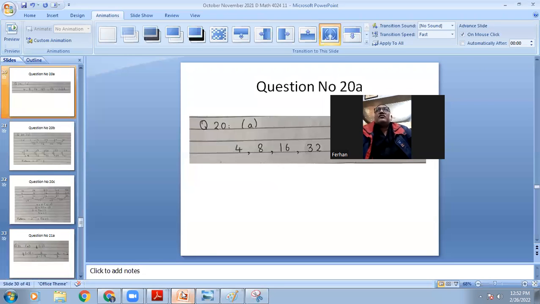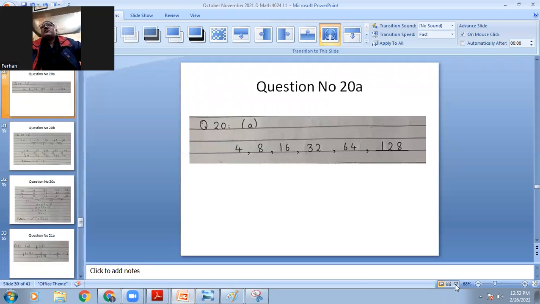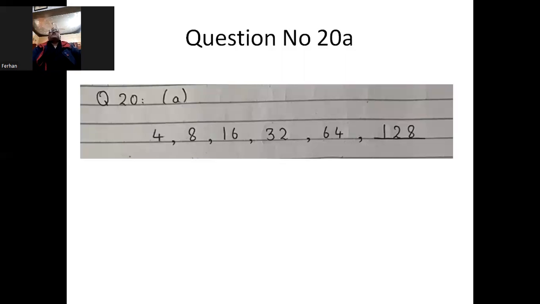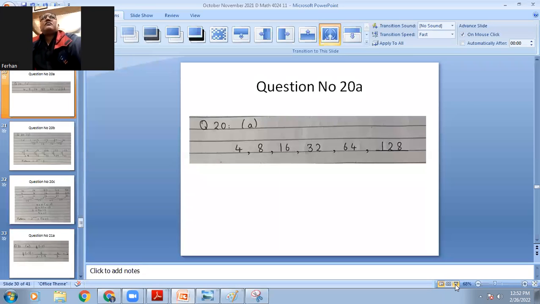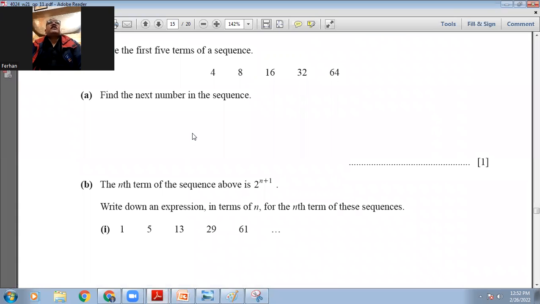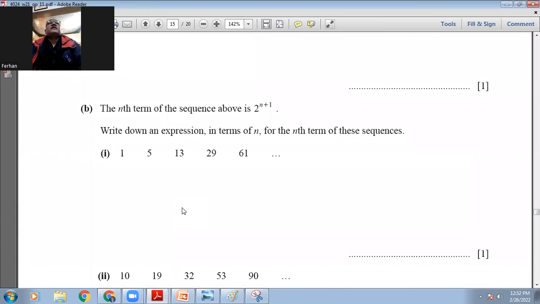So let me show you. Question number 20, A part. So that will be 2 multiplied by 64, and that will be 128. So, okay, let's move to the next part. It says the nth term of the sequence above is 2 raised to power n plus 1. Write down an expression in terms of n for the nth term of these sequences.